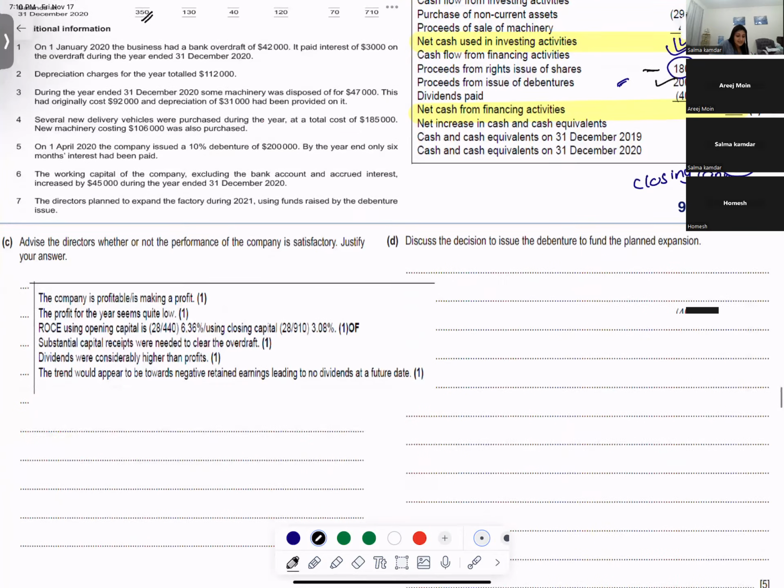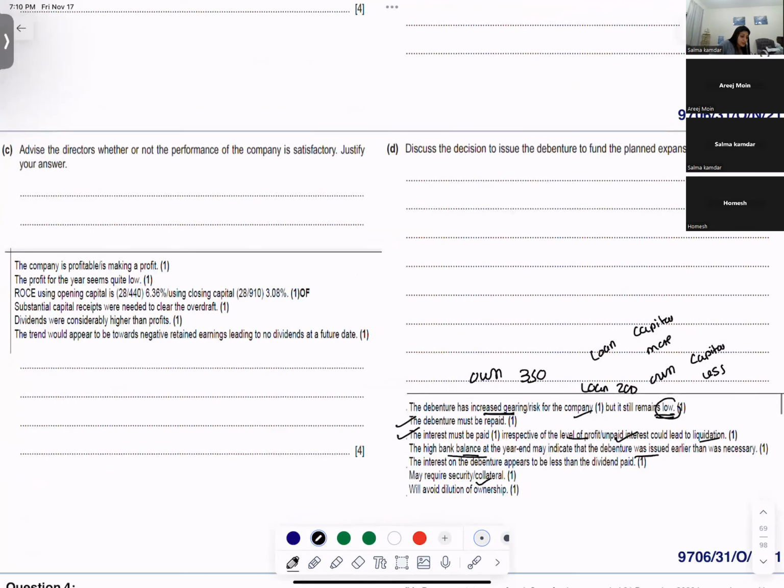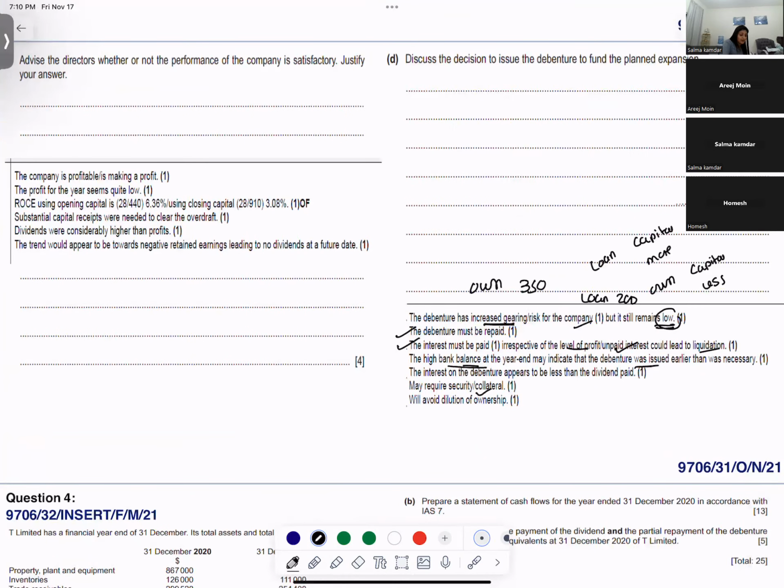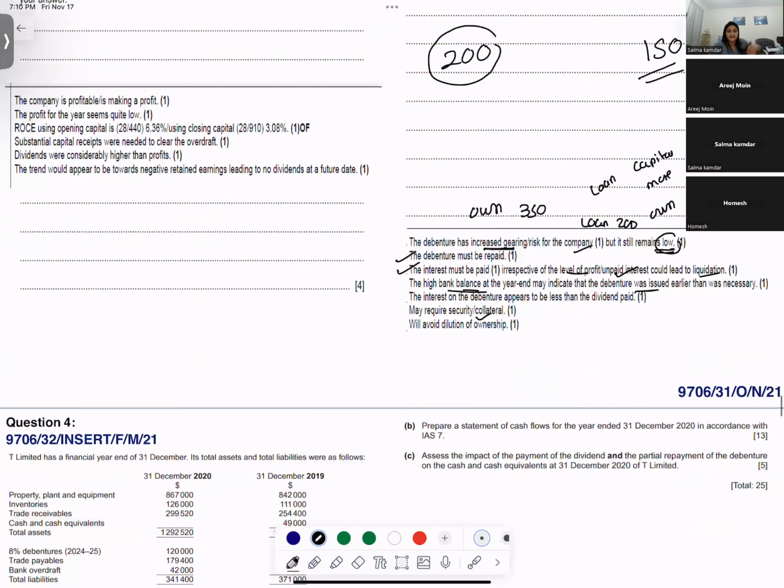So you have to discuss the decision to issue debentures. Do you think it is wise to issue debentures of 200 when you have 150 of bank balance? No, it's not wise. So you have to write in your own words. This is the marking scheme. I am waiting for you to write, and then tell me.